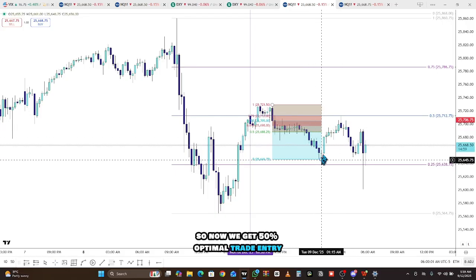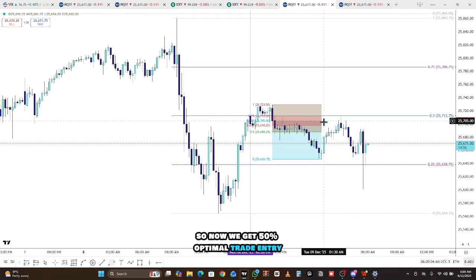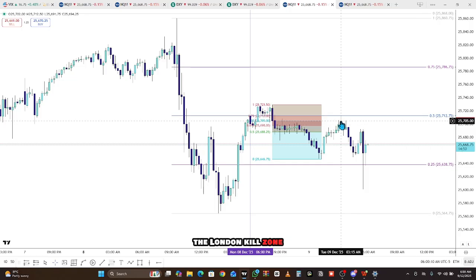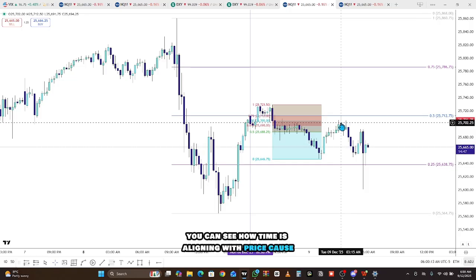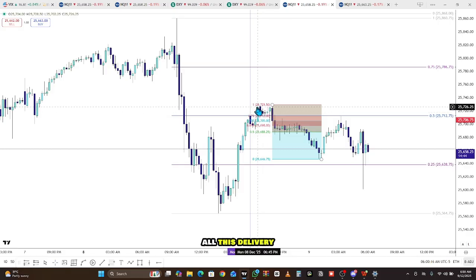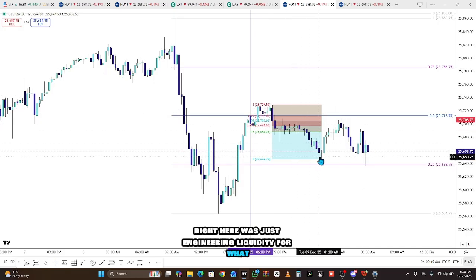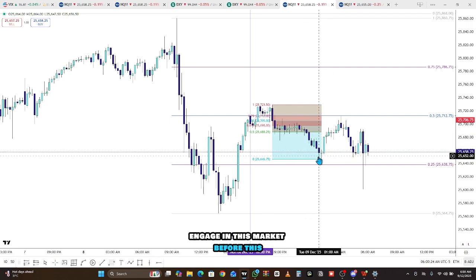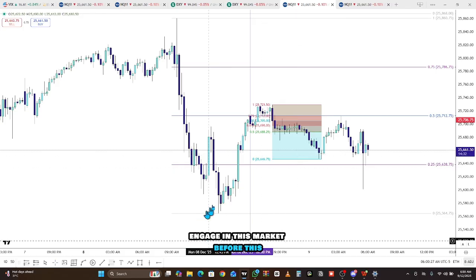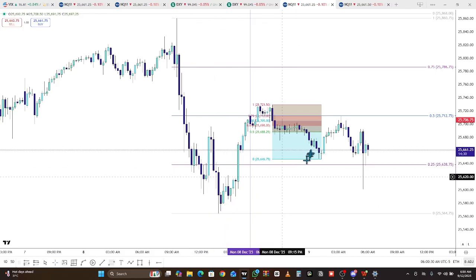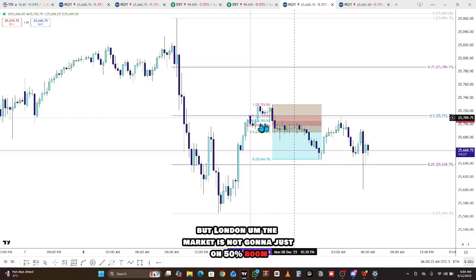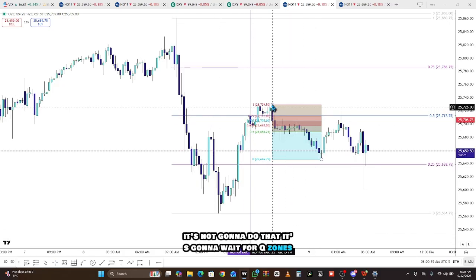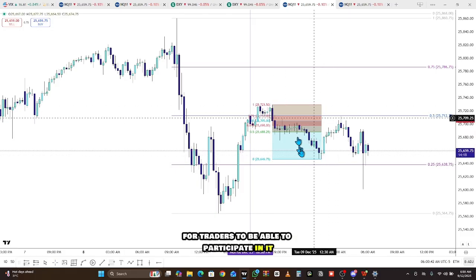So now we get above 50% optimal trade entry during what? The London Q zone. You can see how time is aligning with price, because all this delivery right here was just engineering liquidity for what? For London session to be able to engage in this market. Before this is the draw on liquidity right here. But London, the market is not going to just hit 50%, boom, then go all the way down there. No, it's not going to do that. It's going to wait for Q zones for traders to be able to participate in it.